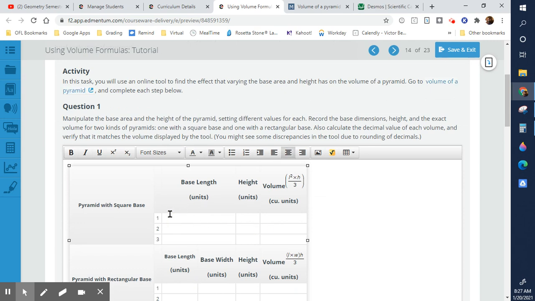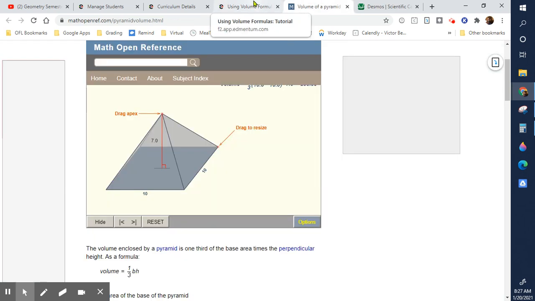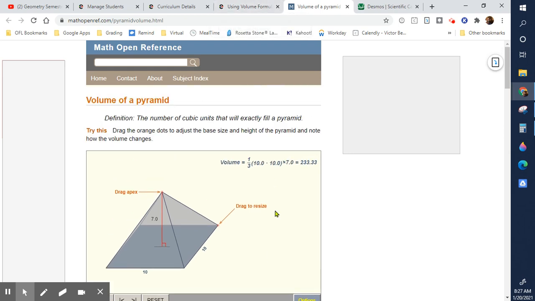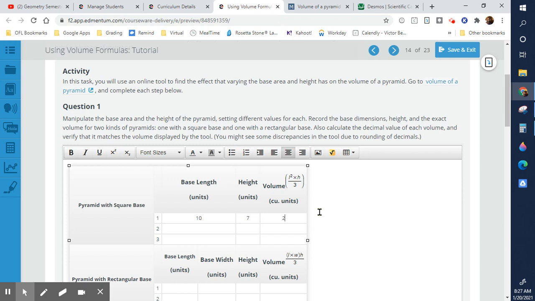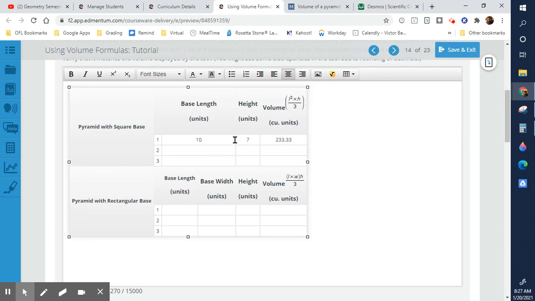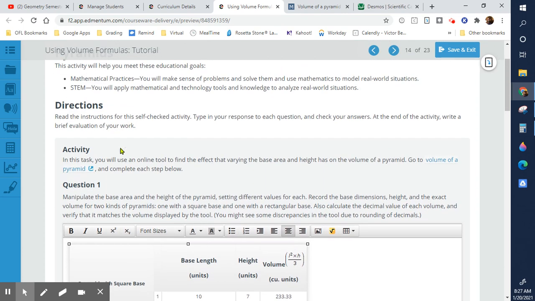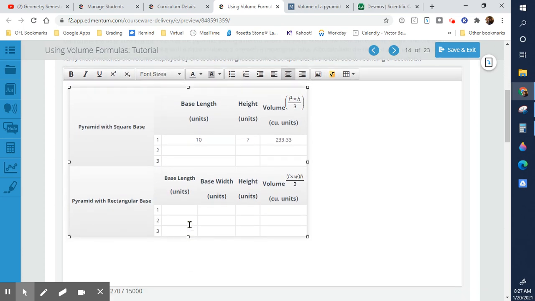So base length, so it's a square, so it's going to be that 10. This is going to be 7, and our height, so you can see here, it's L squared instead of LW. Our area is 233.33. I'm sure from here you can do the rest. I'm not going to go through all of it. You guys should be able to pick out your own examples.